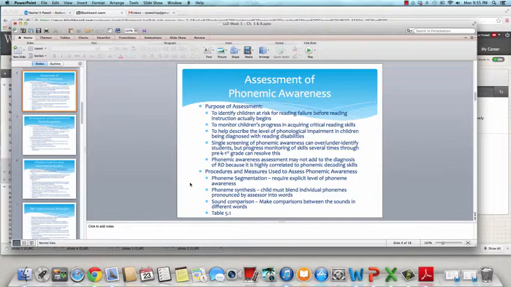And phoneme synthesis, on the other hand, the child must blend the individual phonemes pronounced by the assessor into words. So the assessor says, "f, at," what's the word? And they need to say "fat." That is the example that they use in the book.